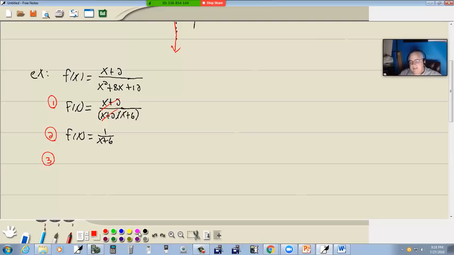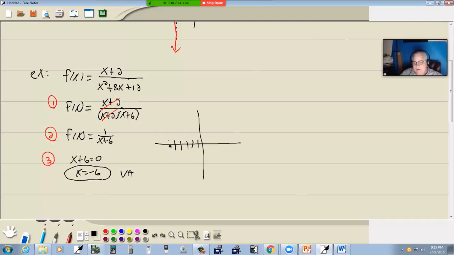And then step 3, set your denominator equal to 0 and solve. So we've got x plus 6 equal to 0, and we get x equals -6. And that's our vertical asymptote. I don't know much about this graph, but I do know at -6 that it's going to skim at some point. Maybe the graph will come down here and skim it that way, maybe it'll come up here and skim it up like that. I don't know, but I do know it's going to skim it at some point.